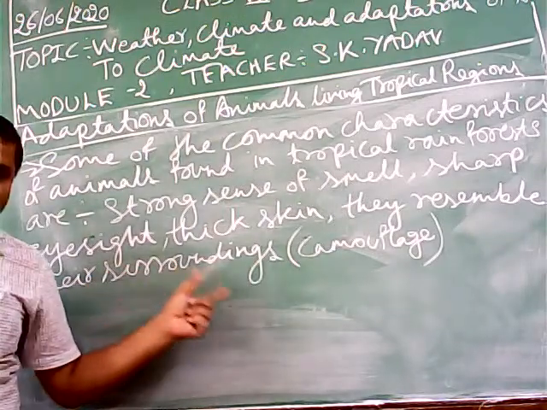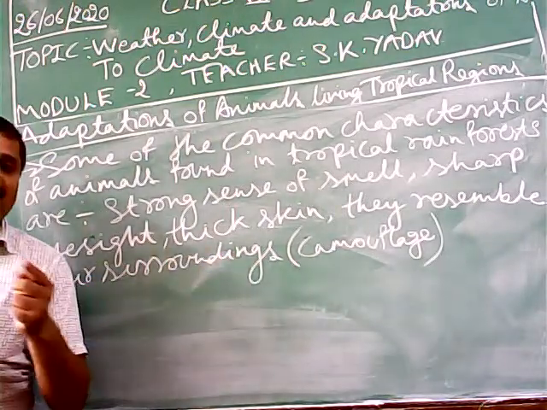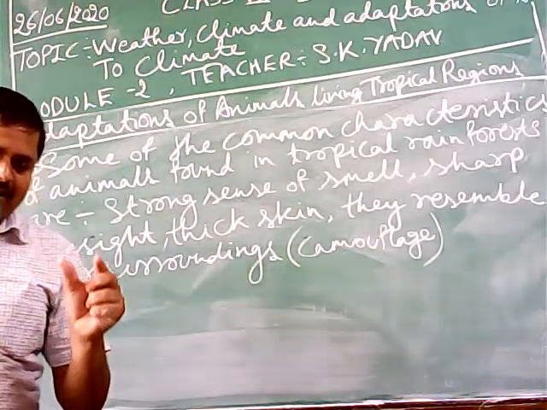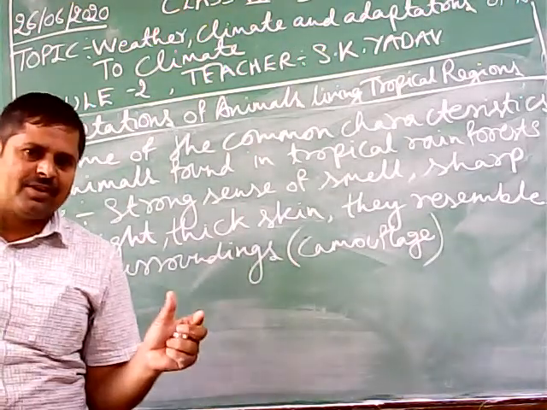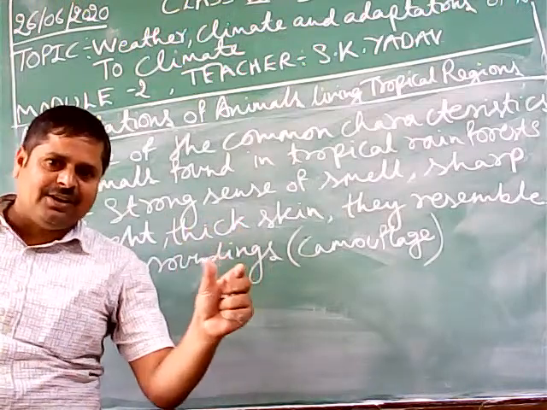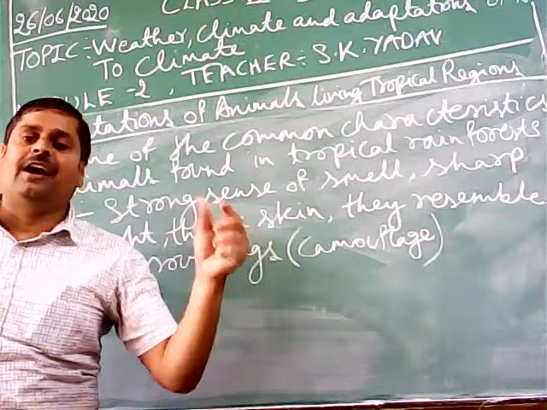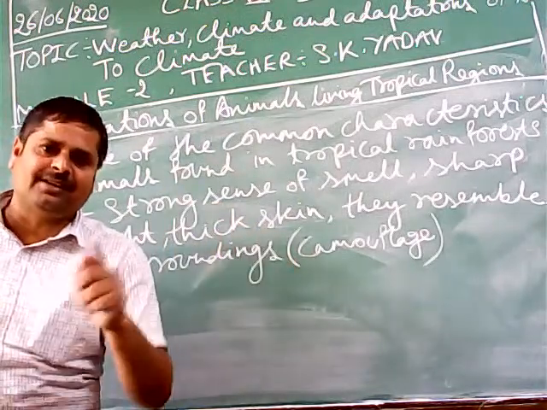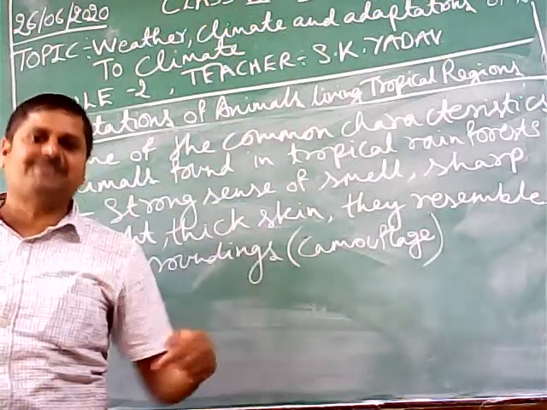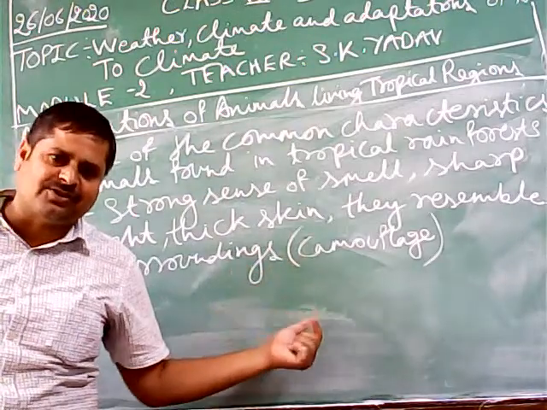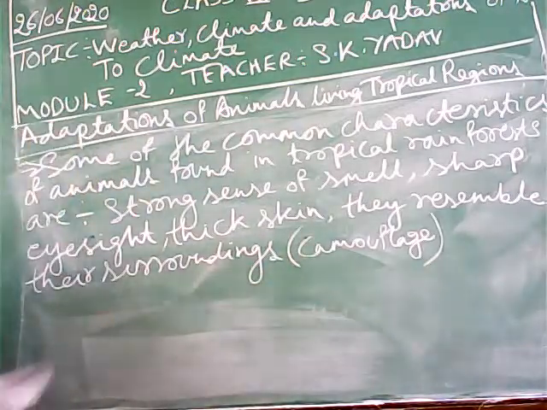You can understand, like the dress of the army. It resembles the color of leaves and plants, so that when they are in the forest, they are not easily identified by their enemies and they can attack their enemies easily. This is called camouflage. Similarly in animals also.